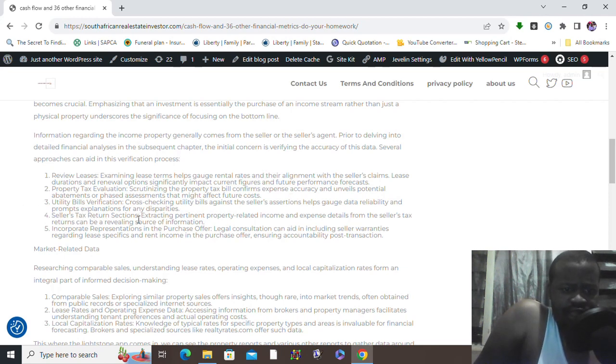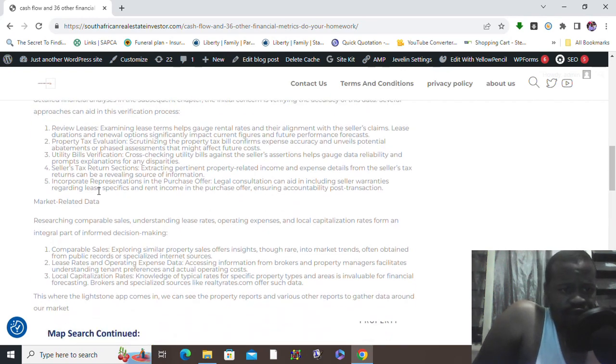Four, seller's tax return sections. Extracting pertinent property related income and expenses from the seller's tax returns can be a revealing source of information. Five, incorporate representations in the purchase offer. Legal consultations can aid in including seller warranties regarding lease specifics and rent income in the purchase offer, ensuring accountability post transaction.